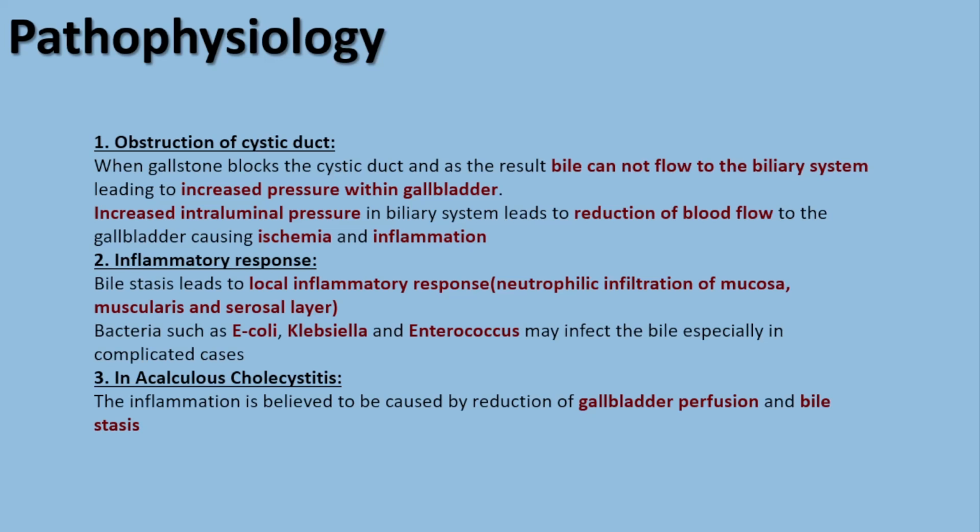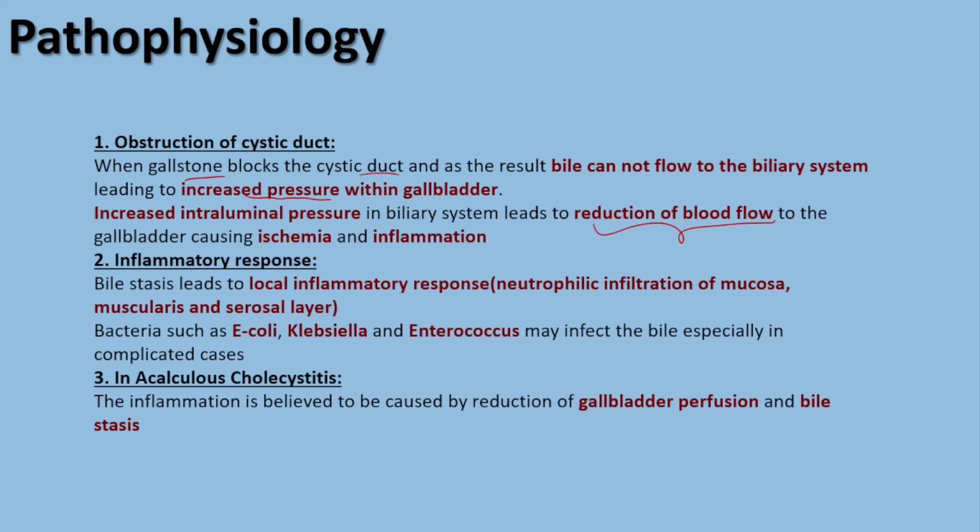First of all, we have obstruction. For example, if the obstruction is due to gallstone, this gallstone blocks the flow of the bile to the cystic duct, and as a result, bile cannot flow into the biliary system and starts to accumulate inside the gallbladder. This causes increased pressure within the gallbladder, and intraluminal pressure in the biliary system goes up, and this causes pressure on the wall of the gallbladder and reduction in the blood flow. So reduction in the blood flow in the gallbladder causes ischemia, and following that we have inflammation inside the gallbladder.